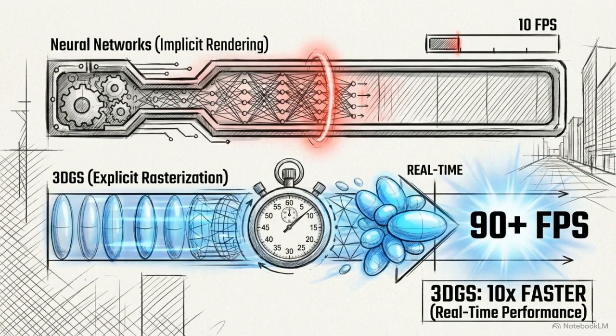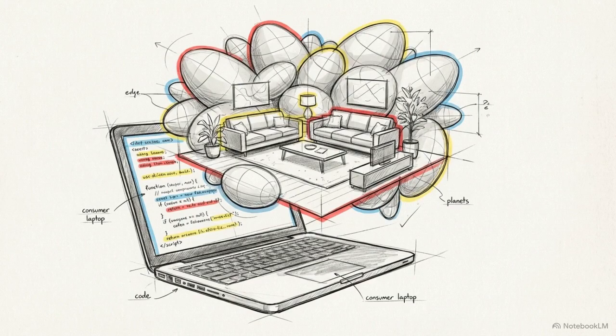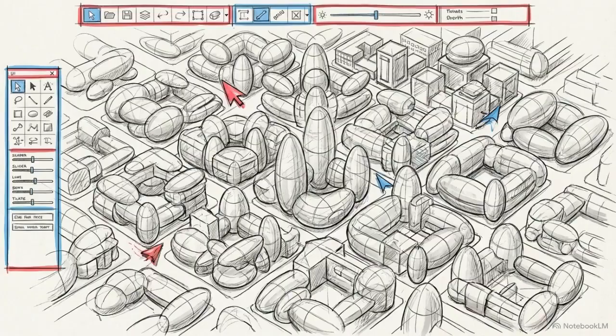per second. By achieving this fidelity 10 times faster than previous methods, 3DGS removes the computational wall that kept photorealistic 3D models locked in high-end labs. It makes the mass production of high-fidelity virtual space economically viable for the first time.